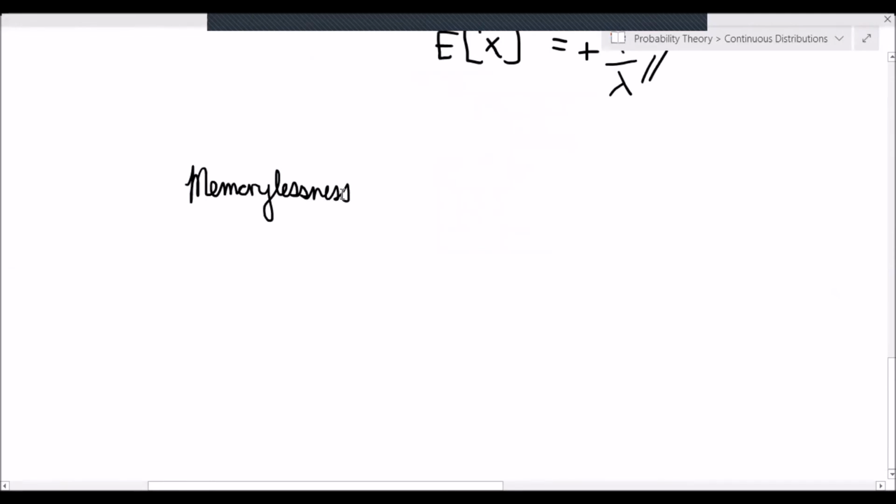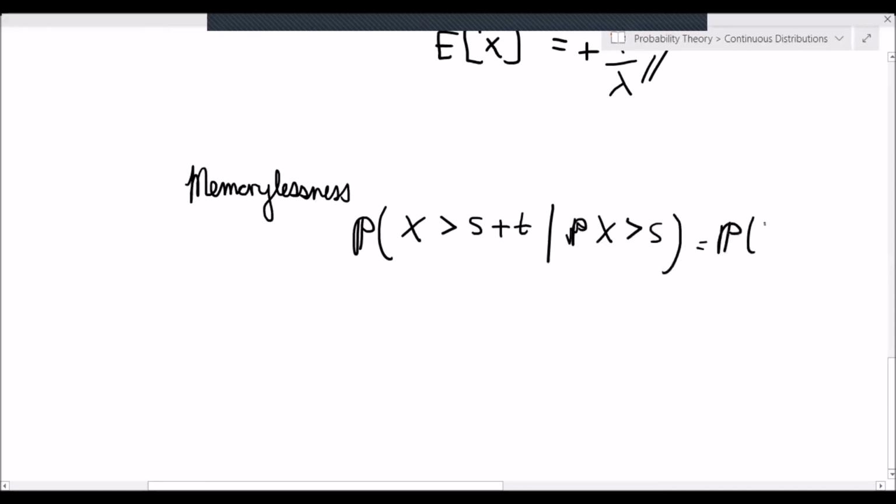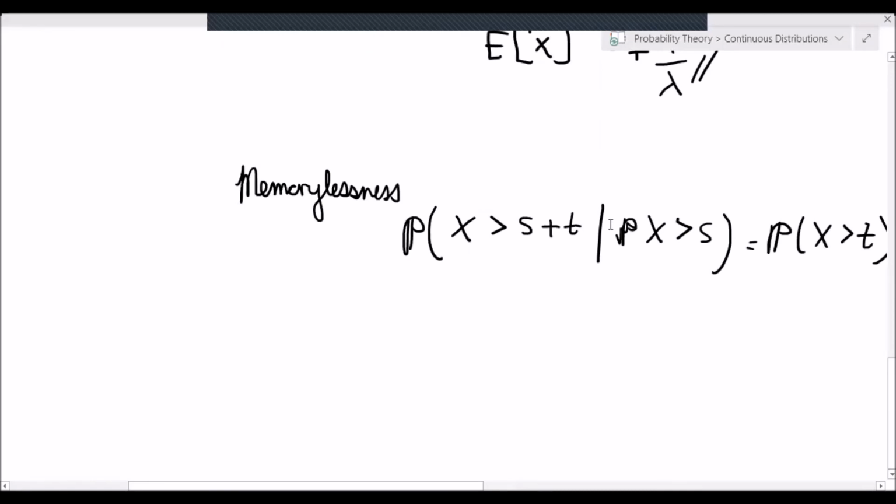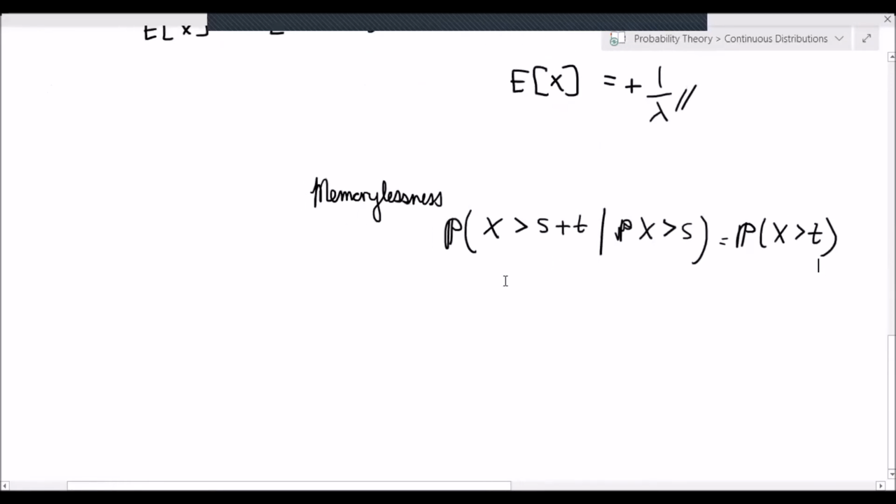Now, the comment that I would like to deliver about the memorylessness is that the probability that x is going to be larger than s plus t, conditional on us having already waited for more than s seconds, is simply equal to the probability that x is larger than t. I'll first show you how we derive this, and then I'll show you the intuitive way to think about it.